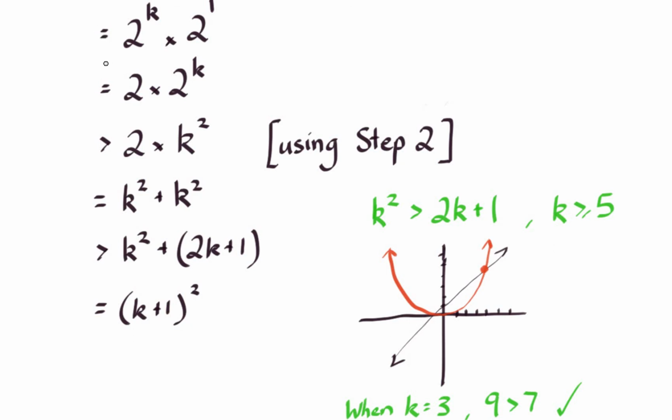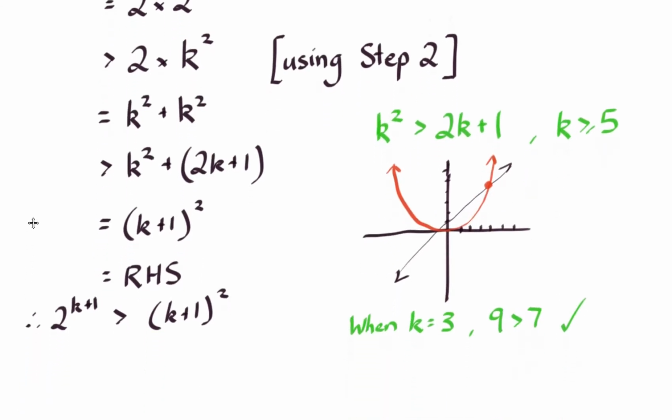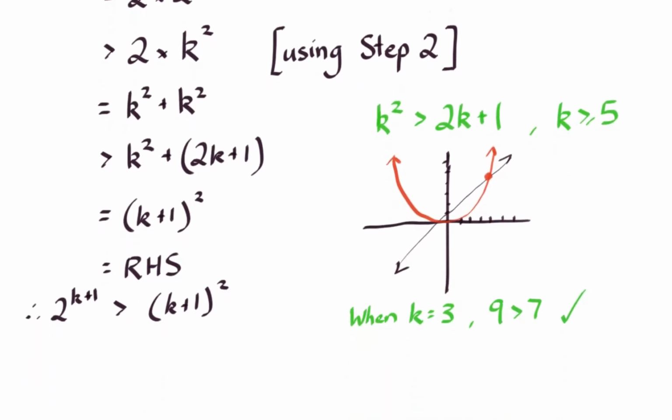Right? We can say that this is equal to k plus 1 all squared, and if we follow the working down with these greater than signs in here, we see that the left-hand side must be greater than the right-hand side. And so therefore, 2 to the power of k plus 1 is greater than k plus 1 all squared. And so therefore, this is true for n equals k plus 1.